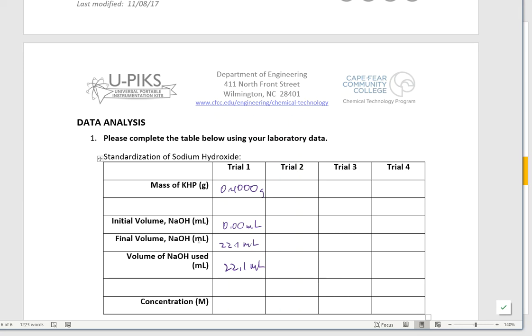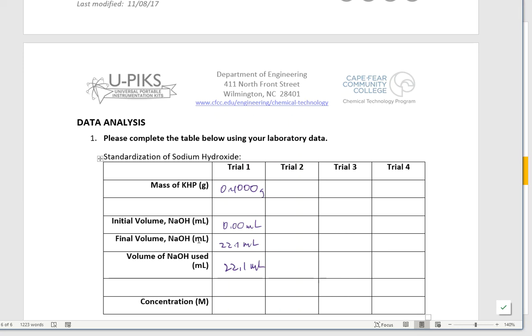So the 5th sample, that's not included in this table that you're seeing right there, but it will be in your version of the lab write-up. That 5th sample will be done using automated instrumentation for the titration. So good luck. We'll see you in there.